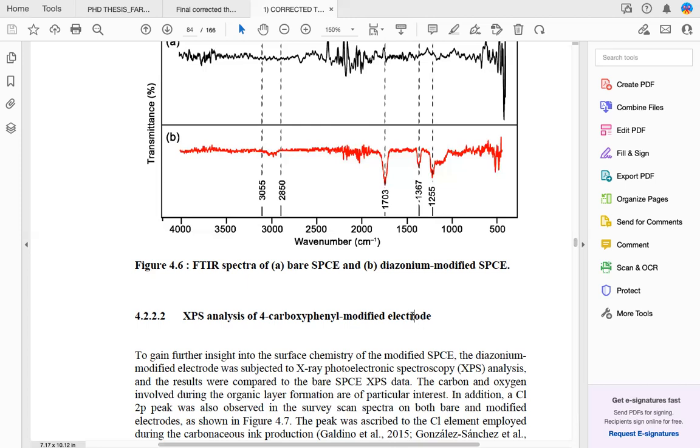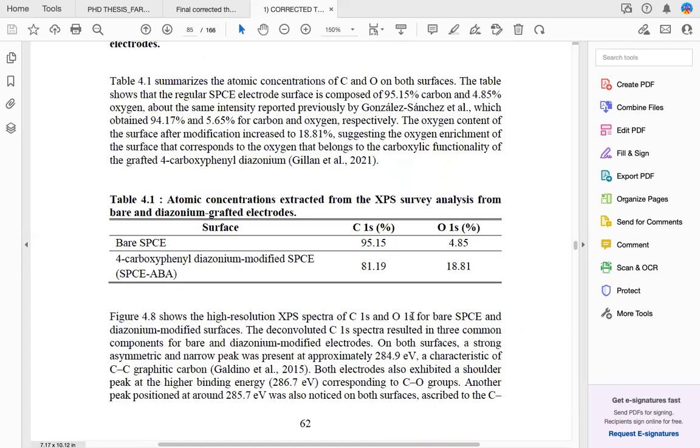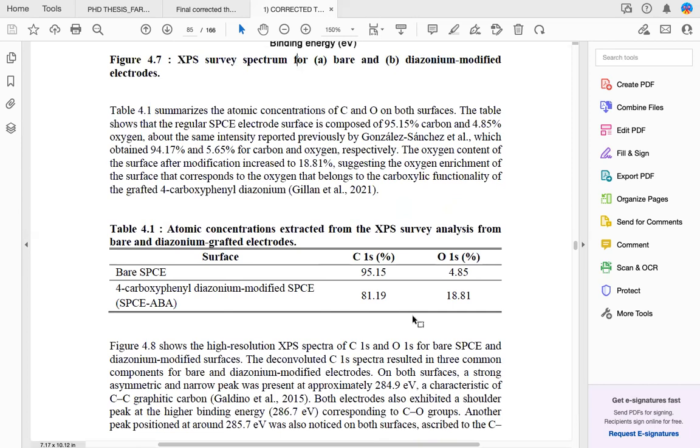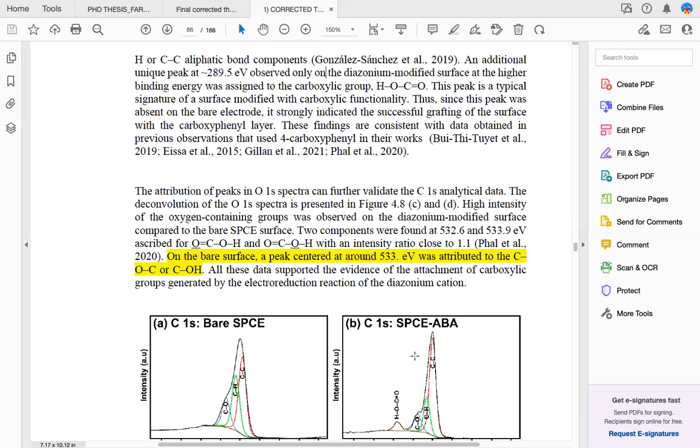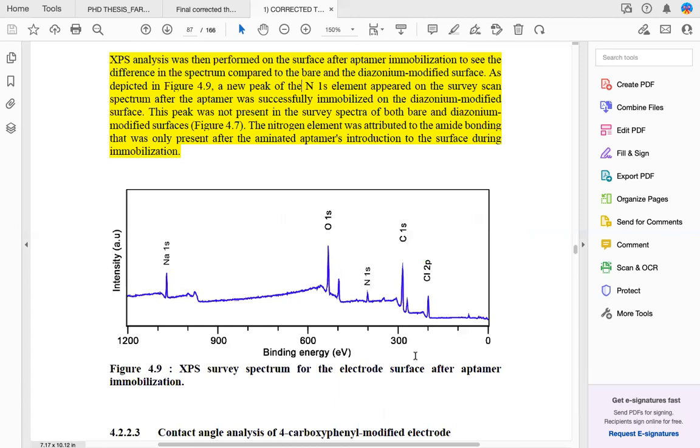Okay, XPS, I'm just showing. Most of you don't do XPS because it's quite expensive. So with this one you can prove carbon, oxygen, and also, as I mentioned just now, nitrogen. I don't know whether he has nitrogen or not. XPS is actually a bit complicated. All right, just move on. Yeah, this is the XPS result.